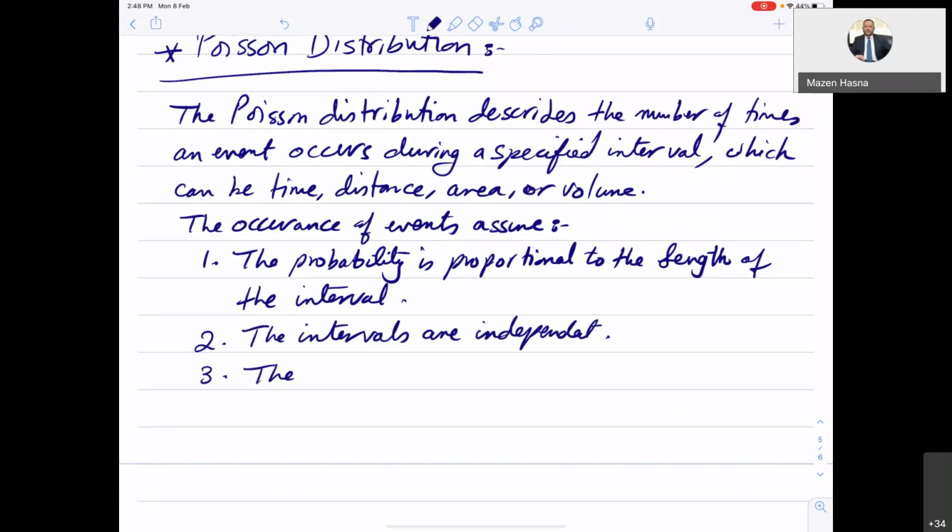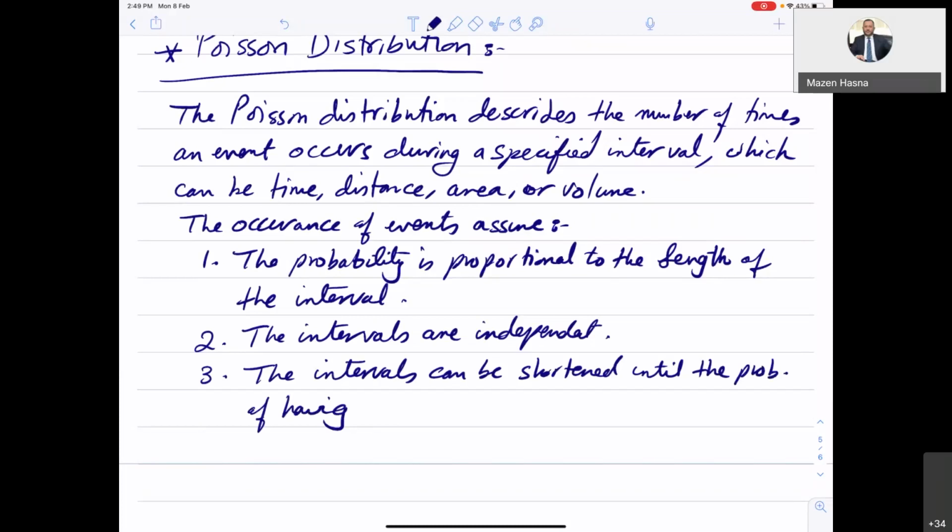The intervals can be shortened until the probability of having more than one event is 0.